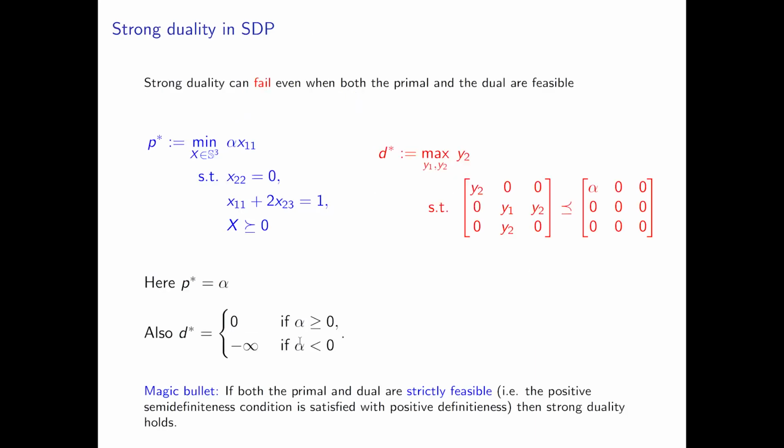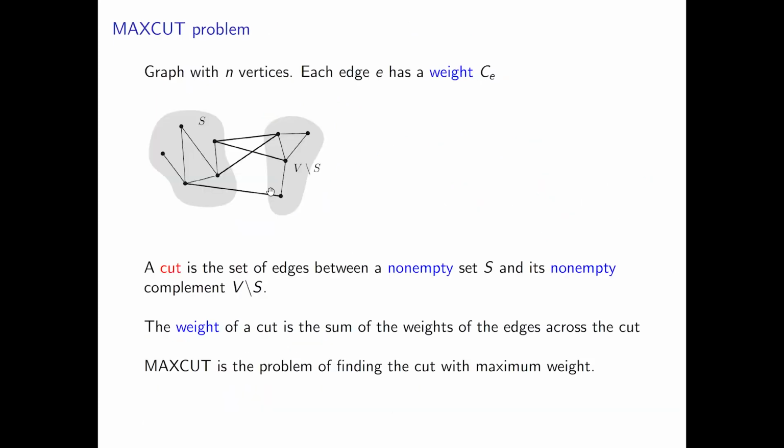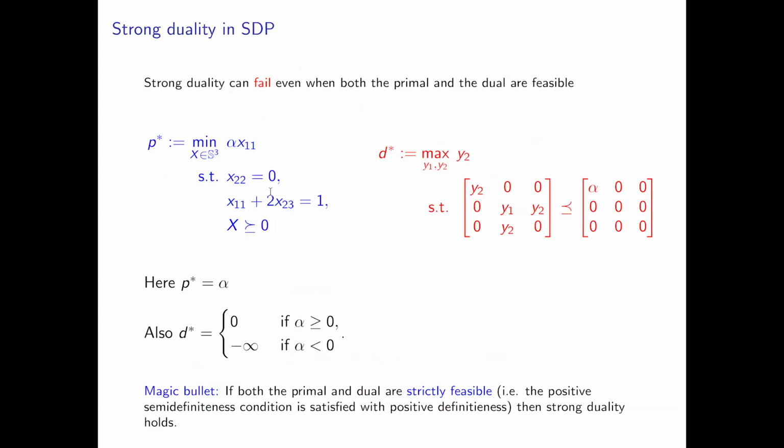And it's also important to know that strong duality can fail in SDP, even when the primal and the dual are feasible. So you might have been told, I don't know whether you were told this in this course, that in linear programs you always have strong duality unless both the primal and the dual are not feasible. In SDP, strong duality can fail even when the primal and the dual are feasible. And here's an example. Again, not possible to go through the details of that example.